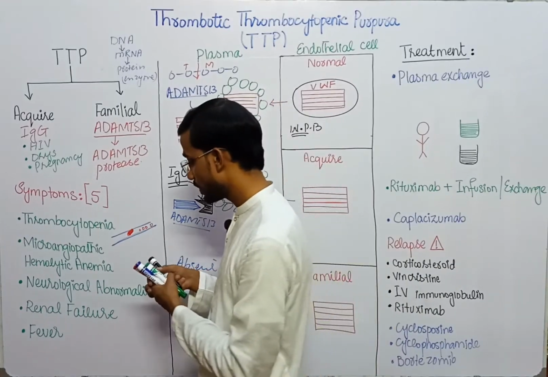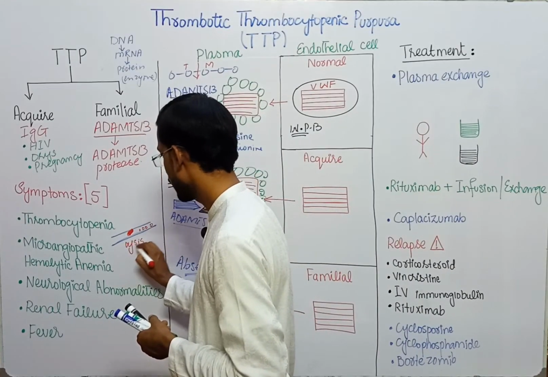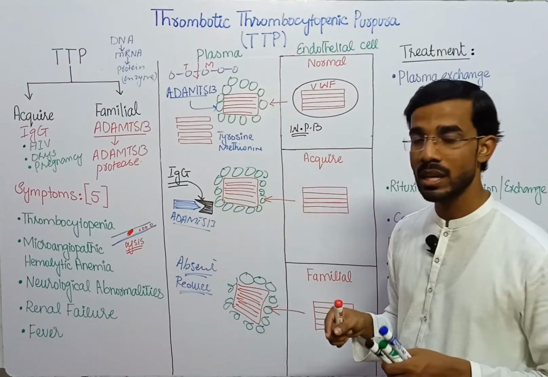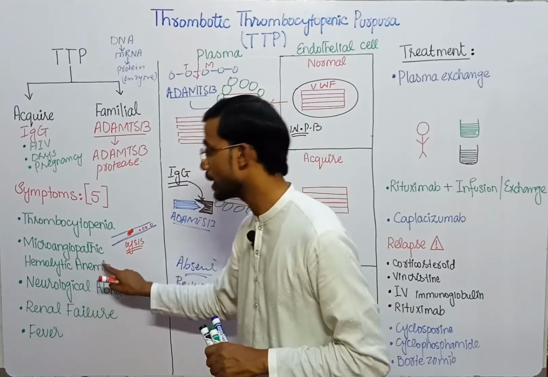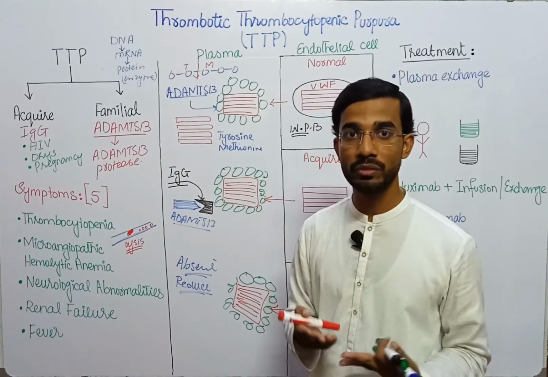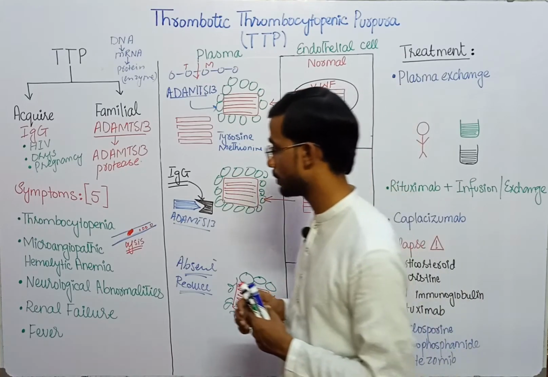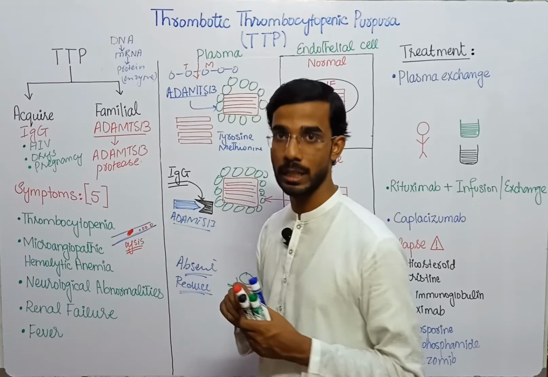It means the lysis of the red blood cell will occur, and due to the lysis, the anemia will happen in the body. Hemolytic anemia is anemia produced by the lysis of the red blood cell. So this is microangiopathic hemolytic anemia.